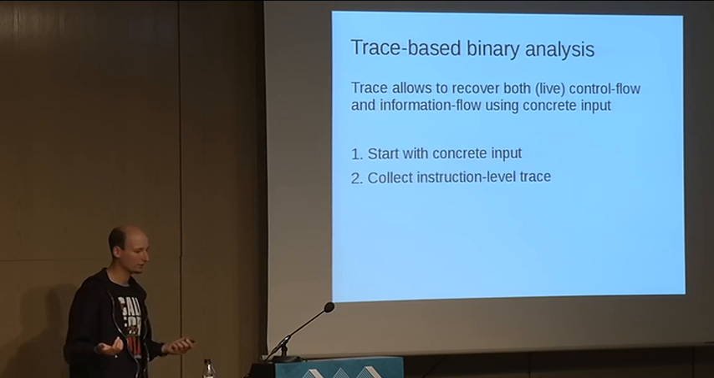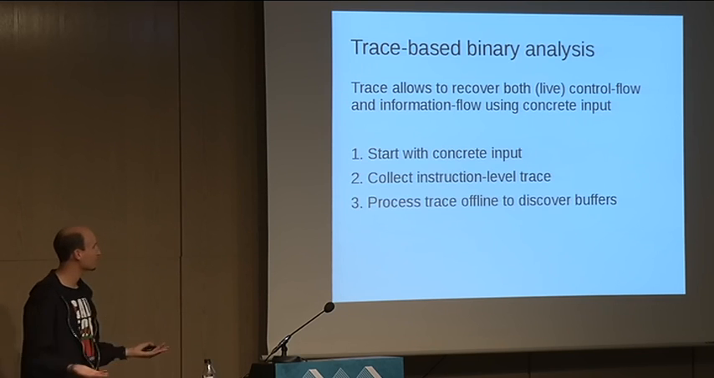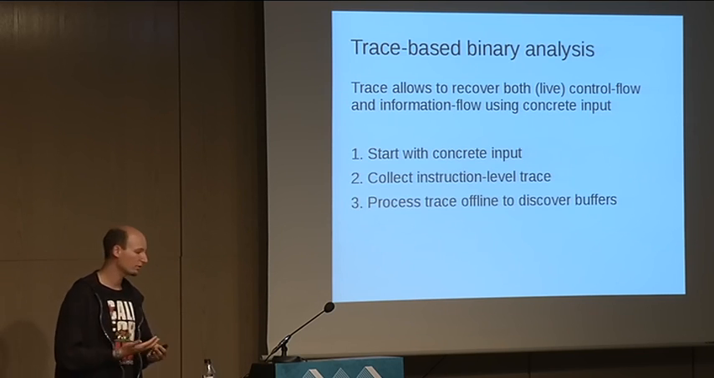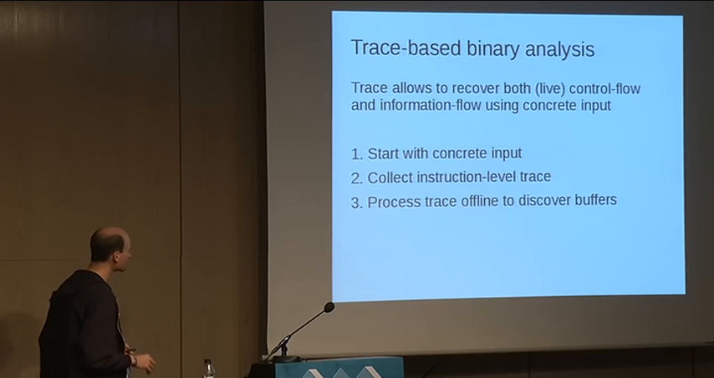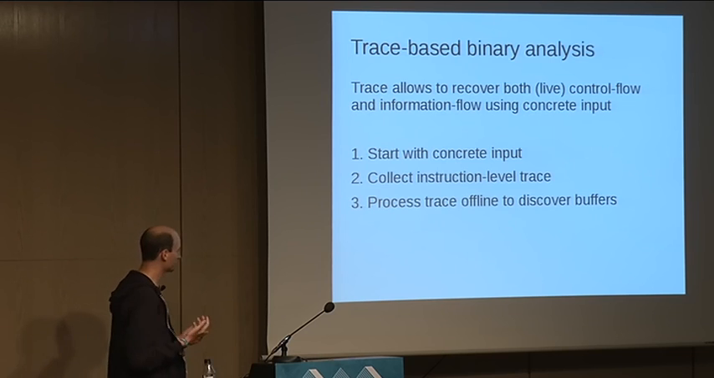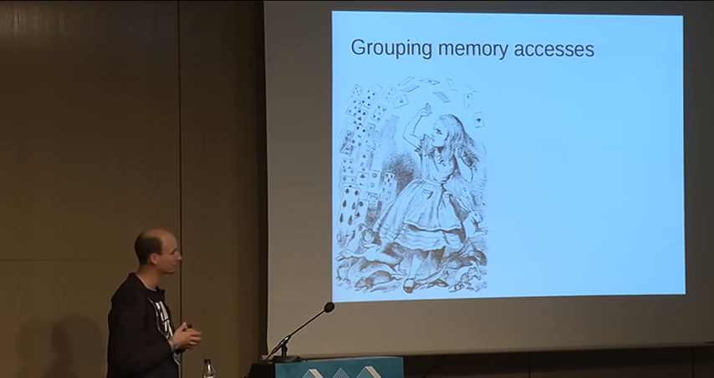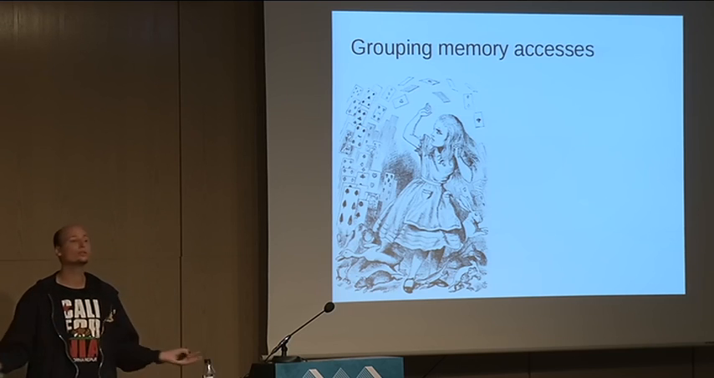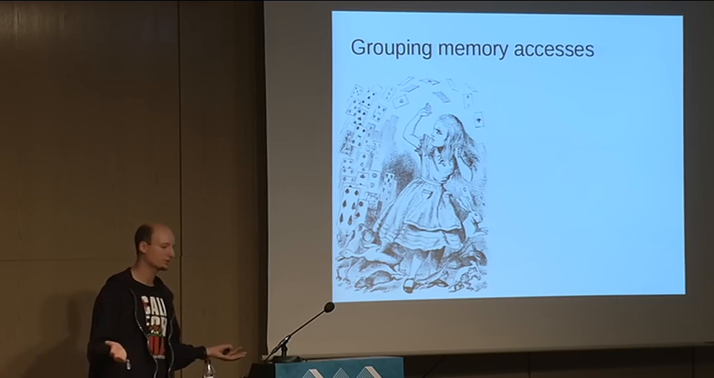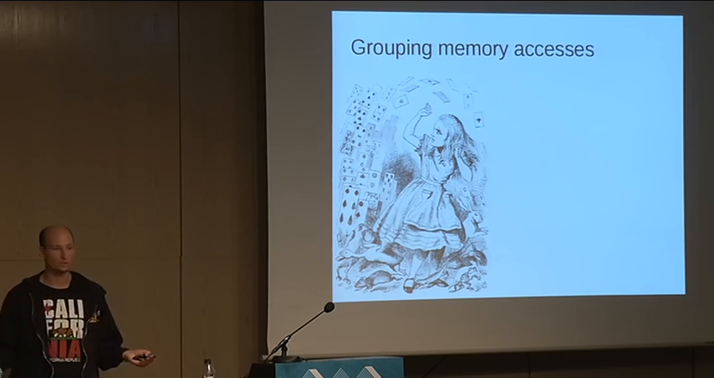So we start with a concrete input. We collect the instruction level trace. We process the trace offline to discover all these individual buffers and set the combinations between the buffers. So the problem is, if we are working with machine code, we have a huge amount of memory accesses. And we need to organize them somehow.